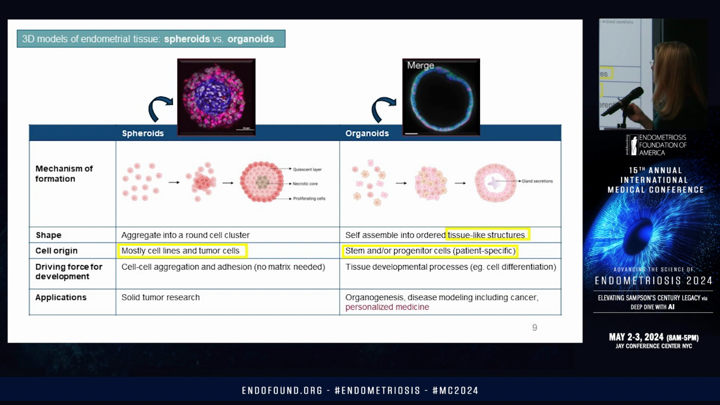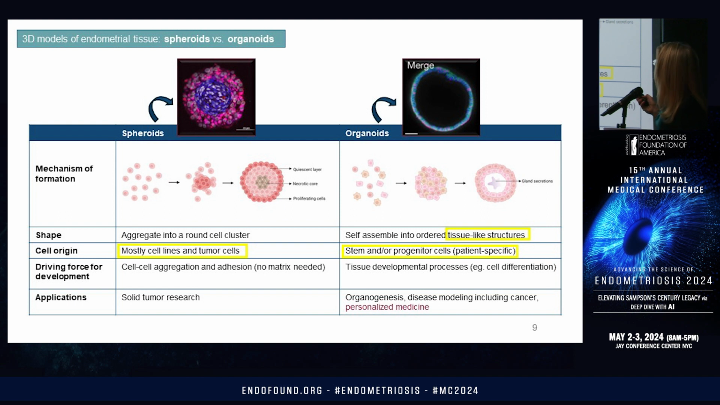A huge difference that you see here with organoids is the shape. They self-assemble into ordered tissue-like structures. So these cells will form a gland with a lumen inside. And you see here that inside the lumen we can have the gland secretions. It's completely different from a necrotic core that you see with spheroids.